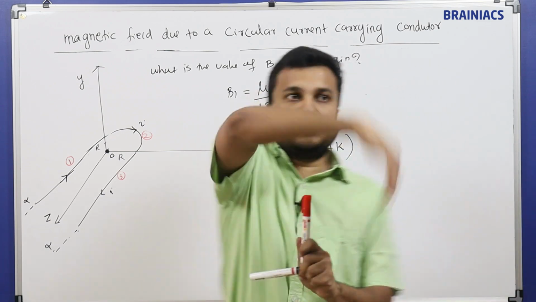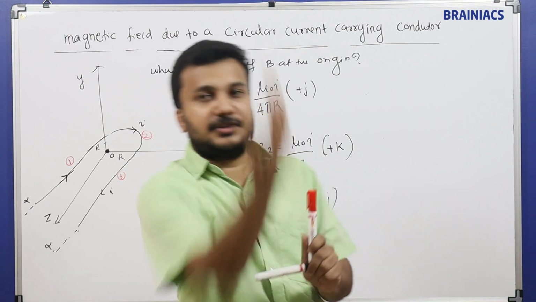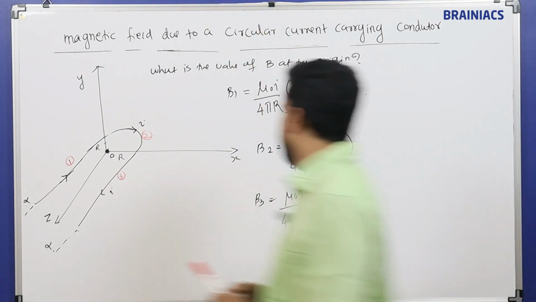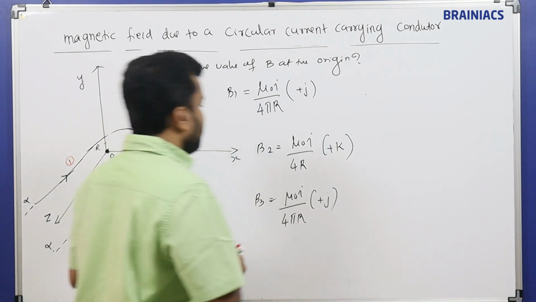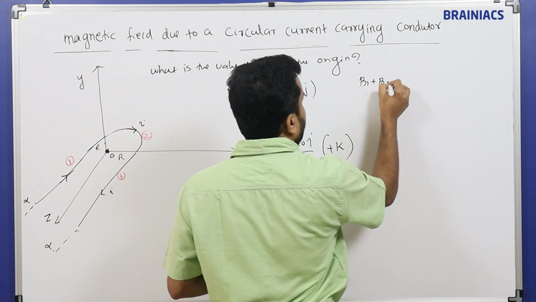Here also it is coming outside, and once the current is going outside, it is going upside. So plus J axis. So J and J can be added. So we have two vectors, B1 and B3, together we can straight away add B1 plus B3.